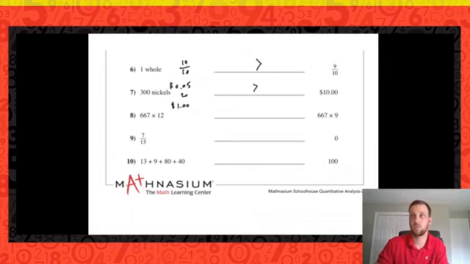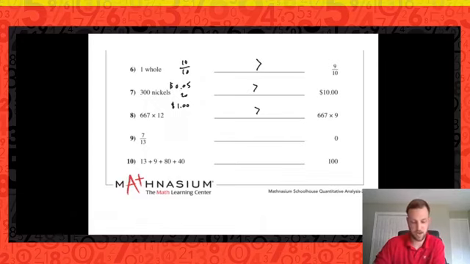667 times 12 compared to 667 times 9. Well, thinking about what multiplication means, do I have 667 12 times, or do I have 667 9 times, which is more? Well, I can already think that 12 is more than 9, and I have 667 in both, so I know that that is going to be greater.